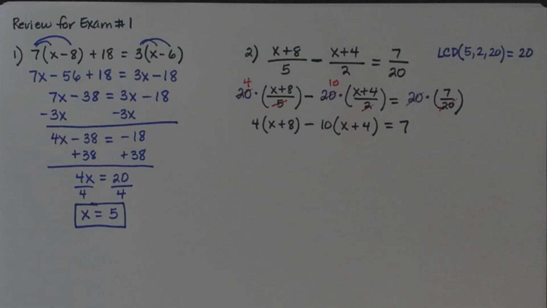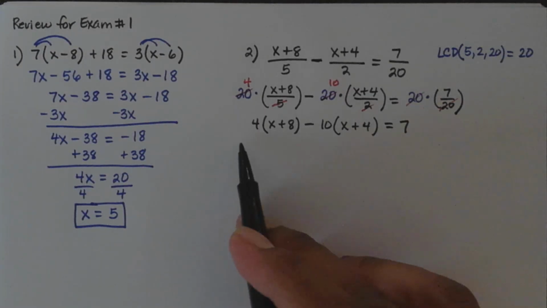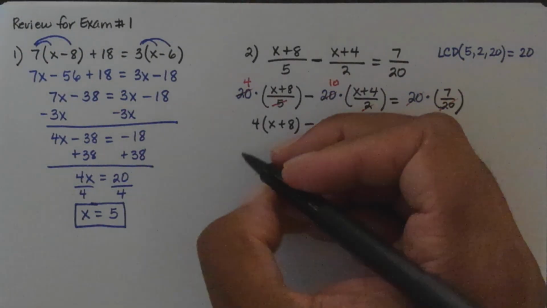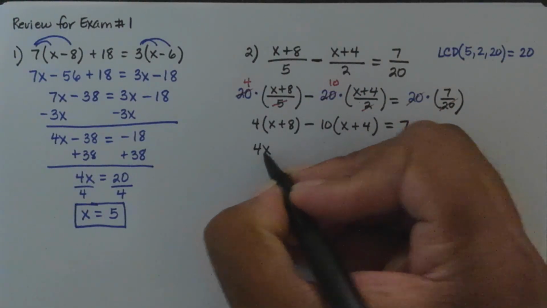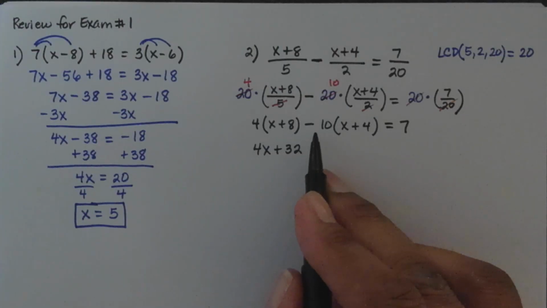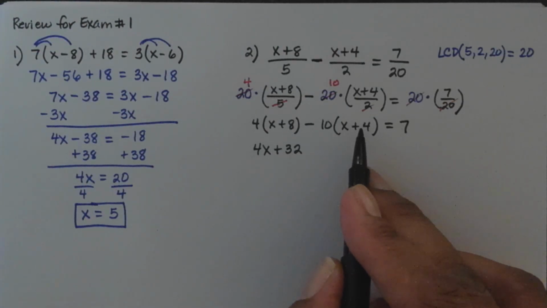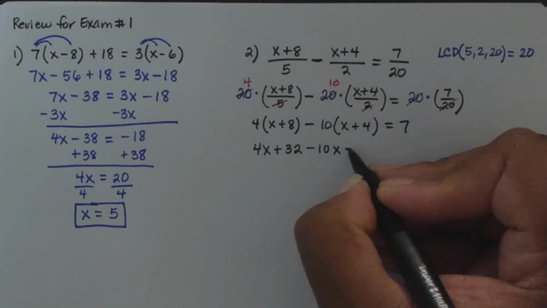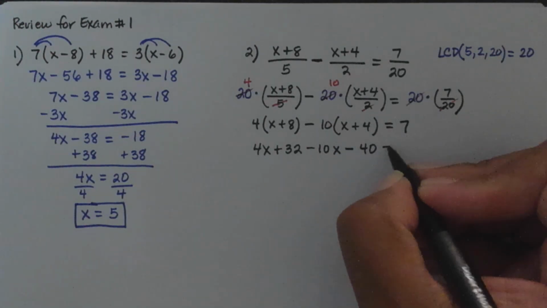So in this case here, I got 4 times the quantity x plus 8 minus 10 times the quantity x plus 4 equals 7. The left side, I need to remove some parentheses and combine like terms here. If I distribute the 4 over the x plus 8, I'm going to get what? 4x plus 32. Now, if I distribute the minus 10 over the x plus 4, I would get what? Minus 10x and a minus 40.